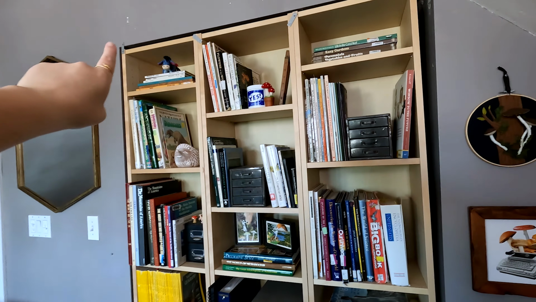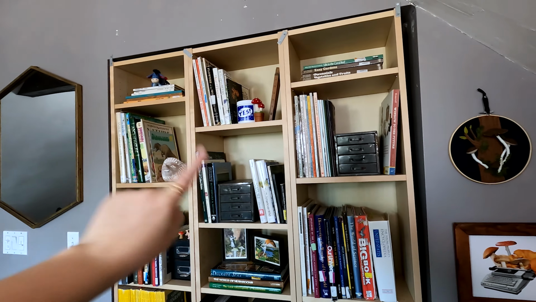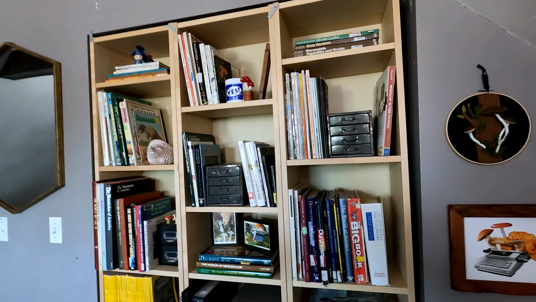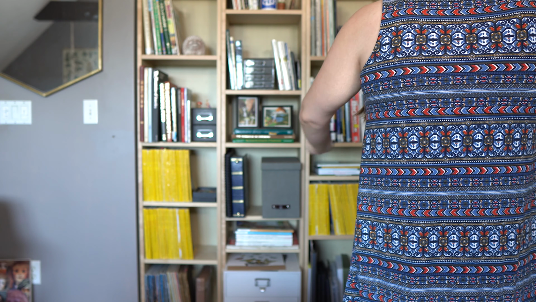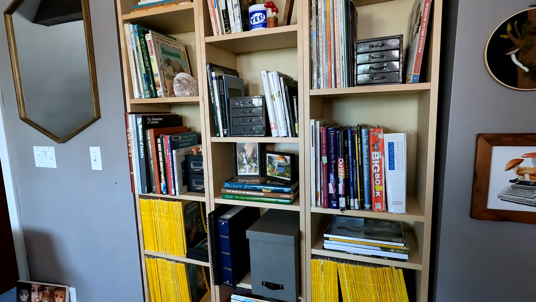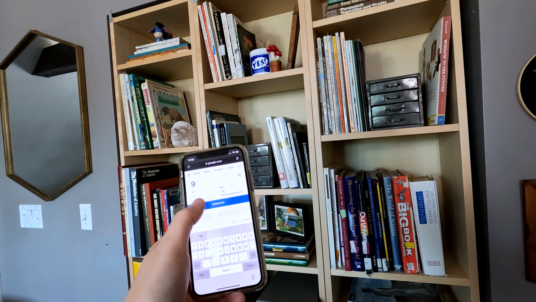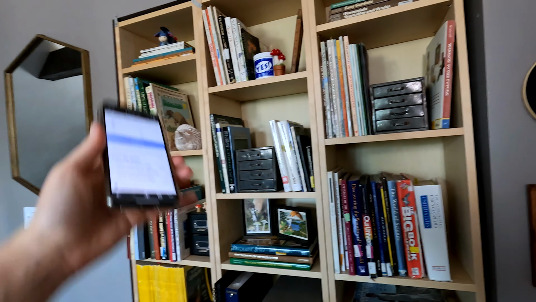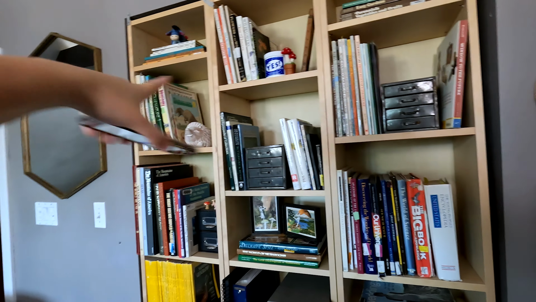So if I count my bookshelves, I have 1, 2, 3, 4, 5, 6, 7, 8, 9, 10, we'll skip that one, 11, 12, 13, 14, 15. So let's generate a random number. All right, let's put 15 in here, generate 5. So that's 1, 2, 3, 4, 5.